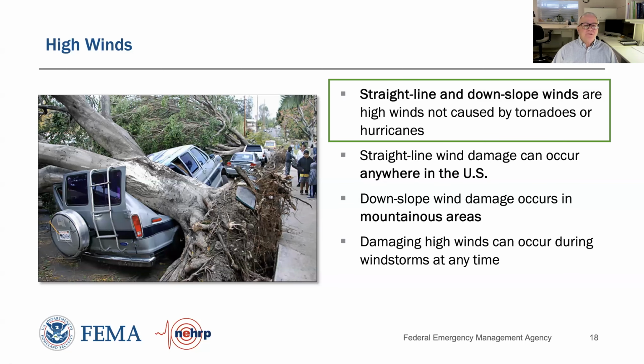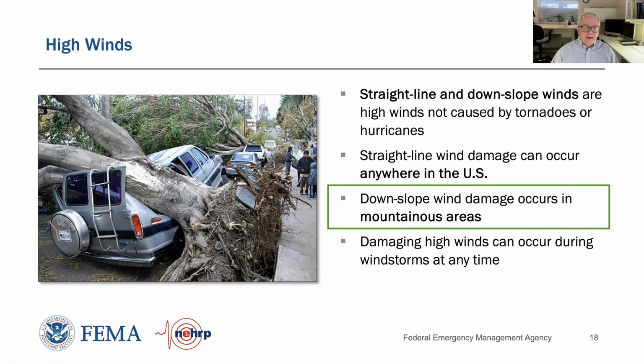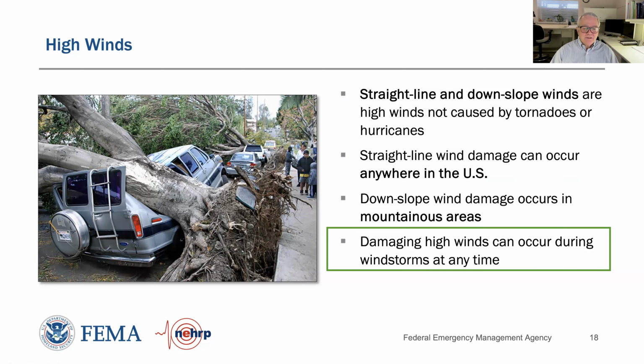High winds, these are straight line winds and downslope winds that are not caused by tornadoes or hurricanes, can occur anywhere in the United States. These downslope winds can create damage in mountainous areas and in canyons, and it can occur at any time.